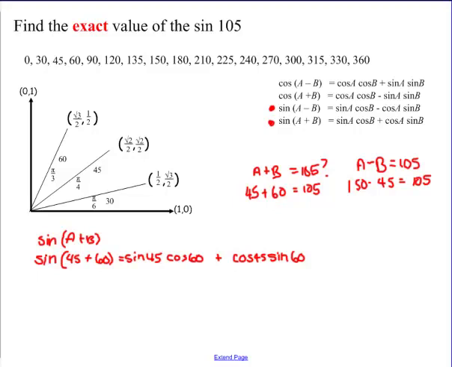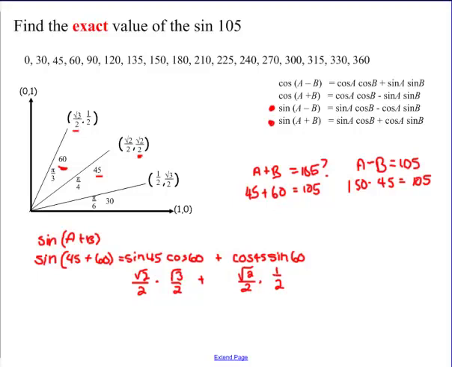And now I put my unit circle back to work. What is the sine of 45? Here's 45, and the sine is the second value, radical 2 over 2. What is the cosine of 60? Here's 60, and the cosine is radical 3 over 2. Cosine of 45, radical 2 over 2. Sine of 60, 1/2.